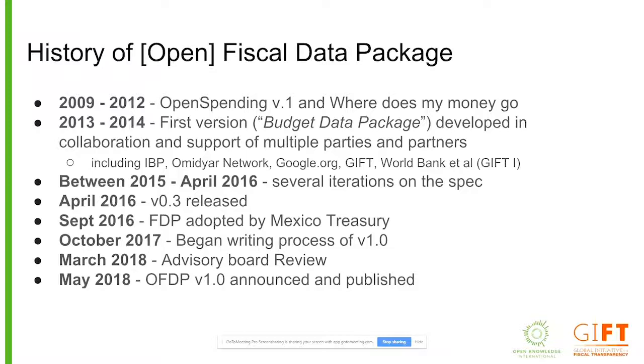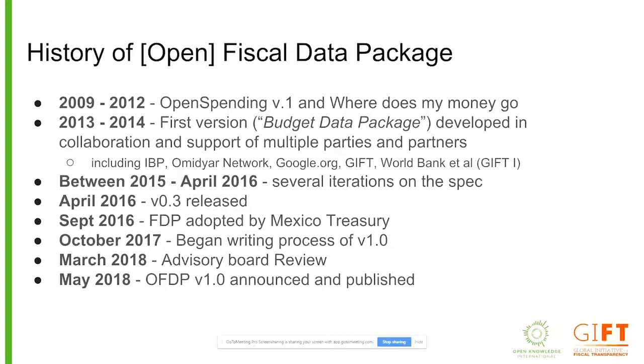Now, out of that, the first version of what's now the Fiscal Data Package specification was developed. We call it the Budget Data Package back then, in collaboration and support with many partners, as you can see here. And then between 2015 and 2016, there were several iterations on the specification with kind support from GIFT. And in April 2016, we released a version 0.3.